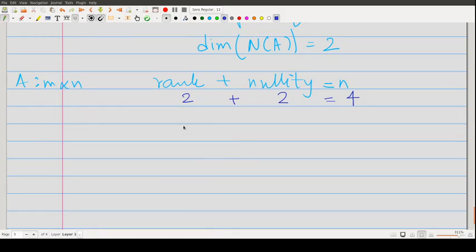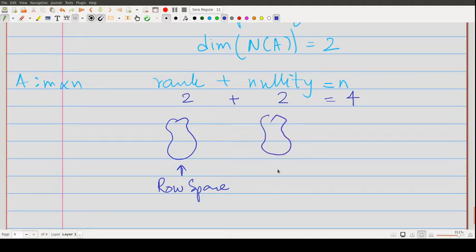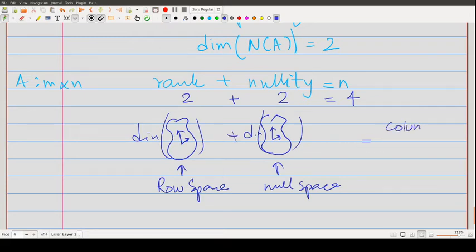Perhaps we can think about this in terms of the vector space. We have two things: the row space and the null space. And this is spanned by two vectors, let's say R1, R2, and this is spanned by two vectors, let's say U1, U2. If I take the dimension of this space and the dimension of this space and add them up, that equals the number of columns of A, which is interesting.